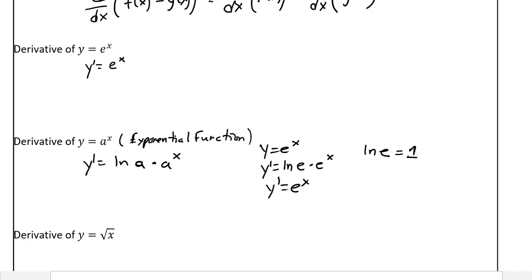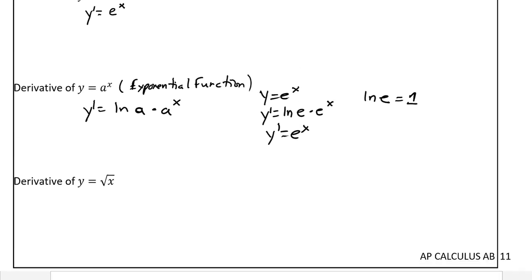One of the derivatives I'm going to expect you to have memorized is for y equals the square root of x. And we'll go over a short proof of this later on. It's 1 over 2 root x.